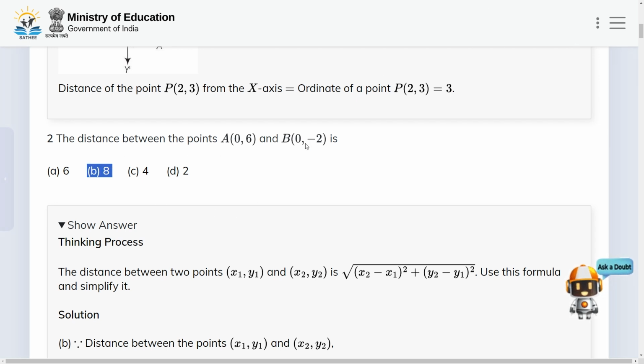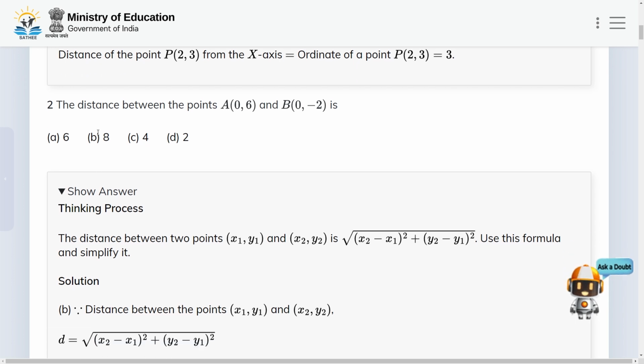You can also find this graphically. Here the points (0, 6) and (0, -2) both lie on the y-axis, so you can directly find the distance between these two points using 6 minus (-2), which is equal to 8. In option B we have this value 8, so the correct answer is option B.